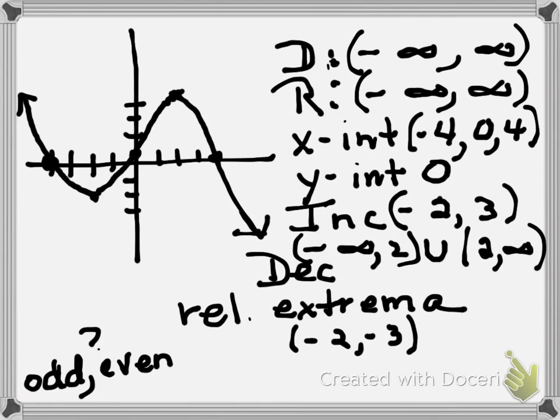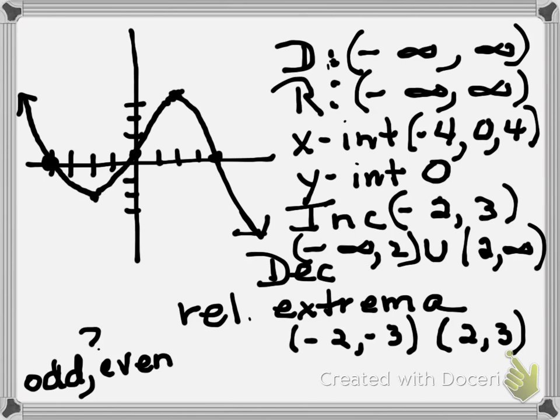And where is there a relative maximum? At 2, that's actually supposed to be like at 3 here. At 2, 3, the graph is not real clear. Do we have an odd, an even function, or neither? Is it symmetric with respect to the y-axis, which is even, symmetric with respect to the origin, which is odd, or there is no symmetry with respect to either?